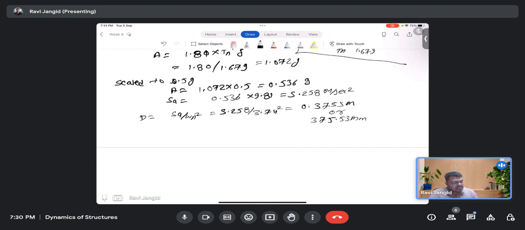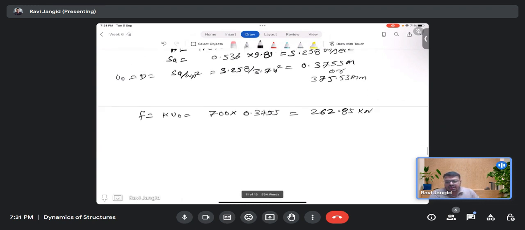So base shear here I can determine as f into d, I can write it as k into u naught. So k is given to me as 700 and u naught is given as 0.3755. So what is my base shear here? That becomes 262.85 kilonewton. So that is part A.